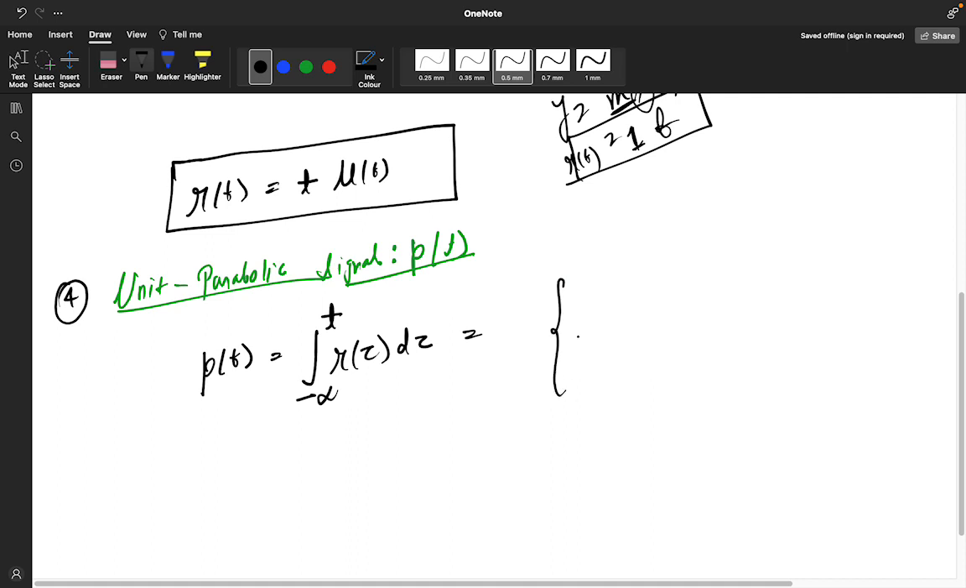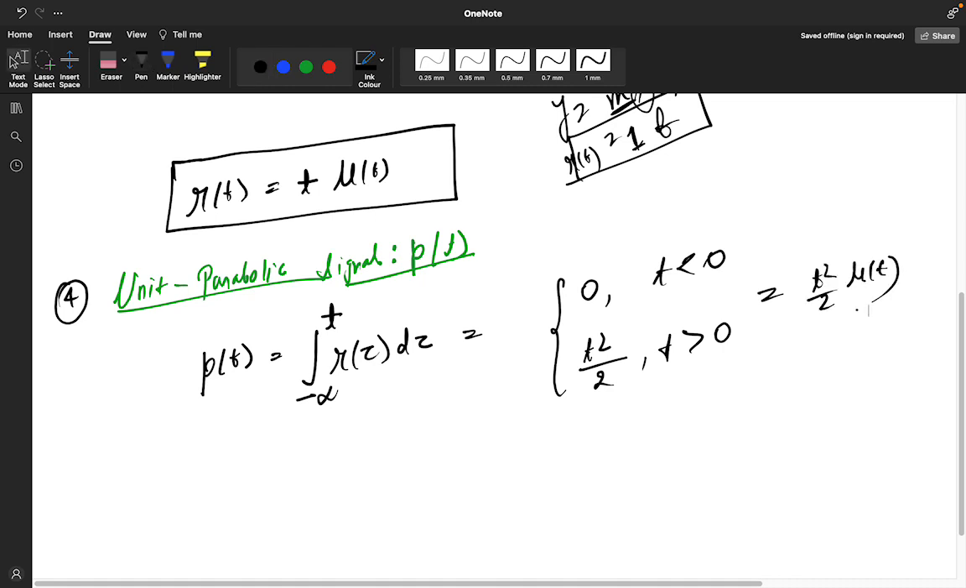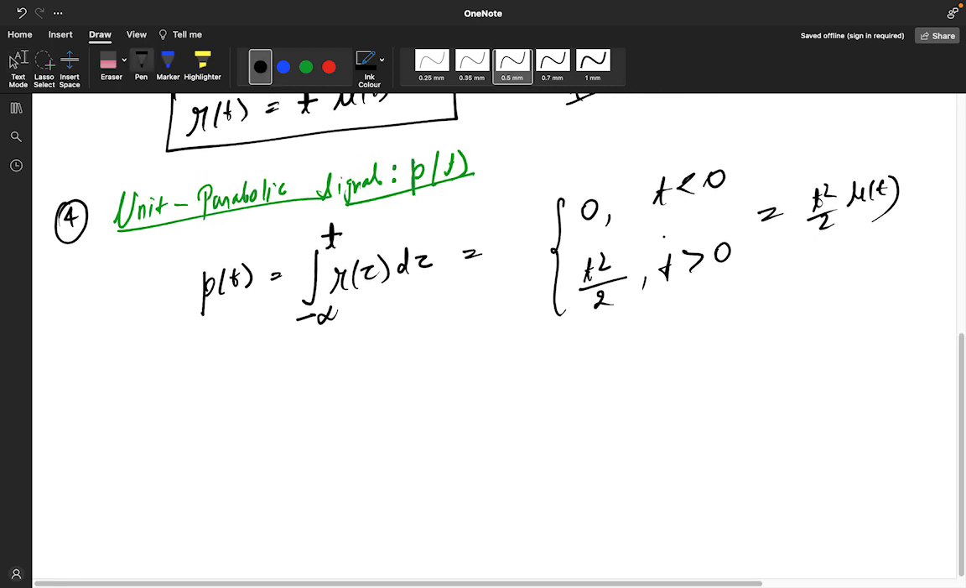It will be 0 when t is less than 0, and it will be t square by 2 when t is greater than 0. This signal can also be represented like this: t square by 2 u of t. This is your u of t. This signal can also be represented like this.